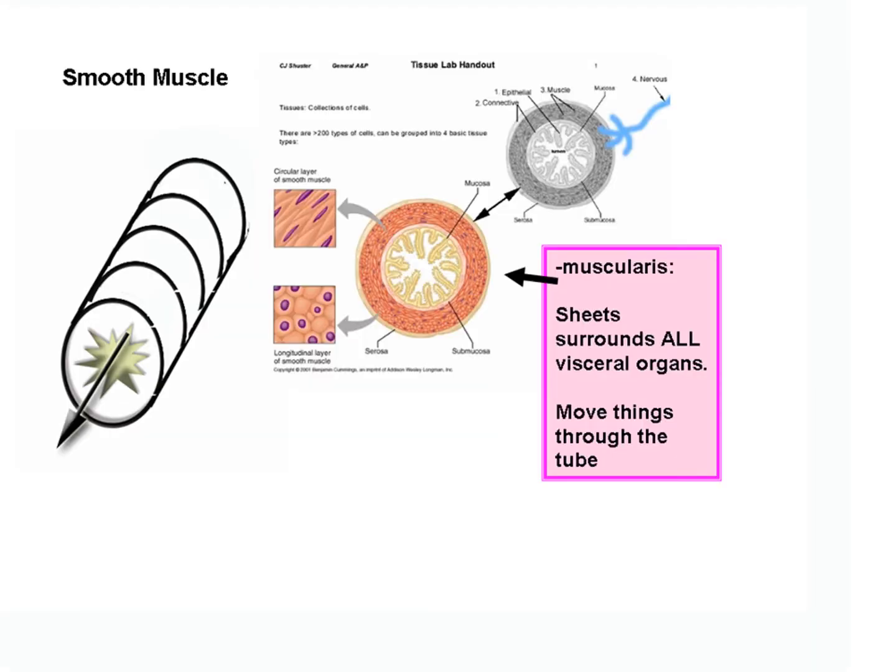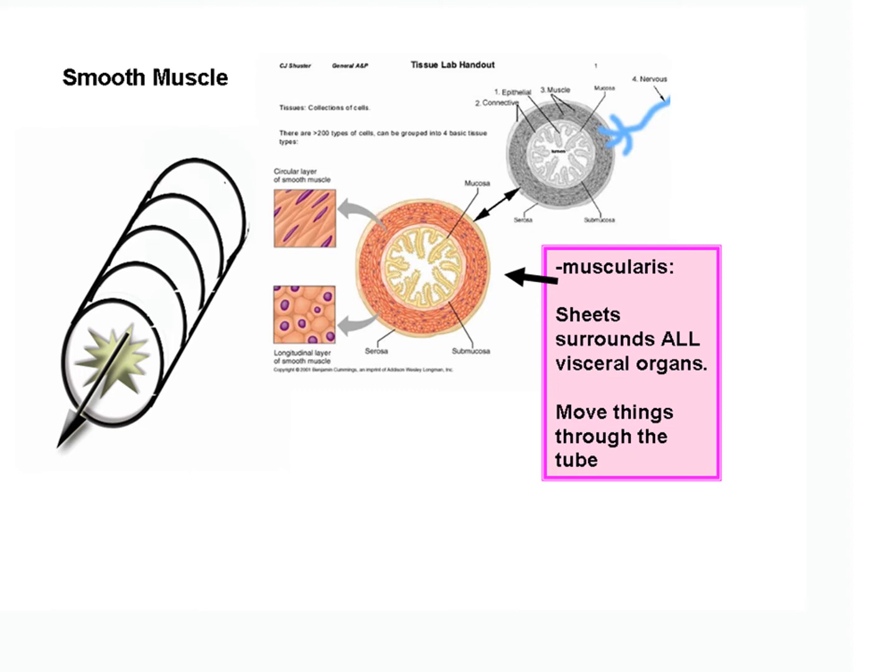So I mentioned that smooth muscle surrounds hollow organs. A hollow organ, for example, would be your small intestine. Your small intestine is basically a tube, and that tube is surrounded by layers of tissue, and the layer of tissue that allows it to move is this layer of smooth muscle.